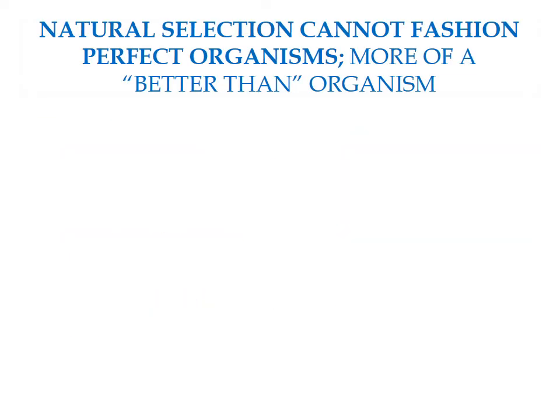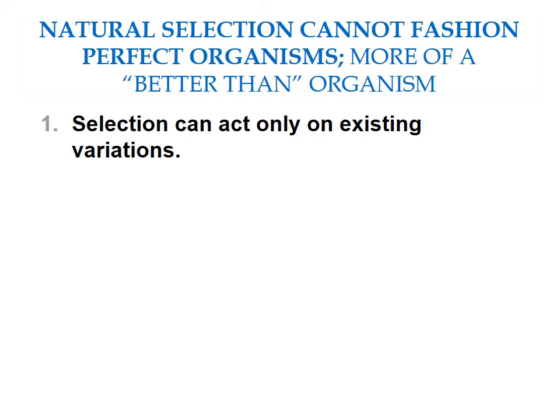And finally, to wrap up this concept of natural selection, genetic drift, and gene flow, it is not possible to produce a perfect organism. Natural selection produces an organism better than what was there in the past. The reason it can't make a perfect organism is, one, selection can only act on existing variation. Either you pick this or you pick that.